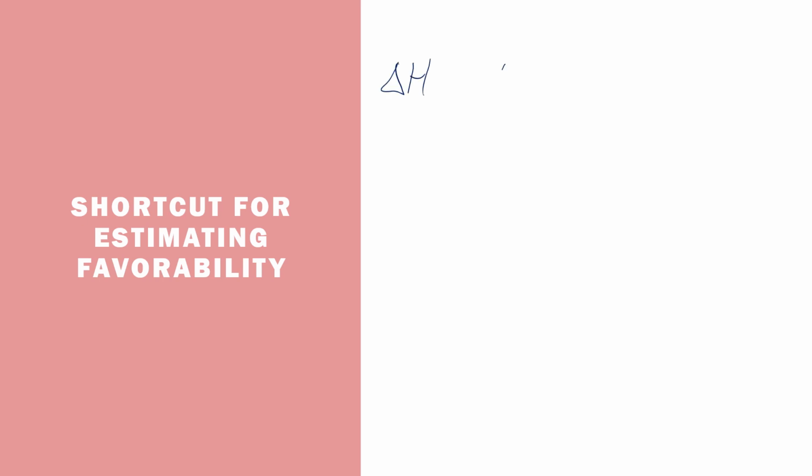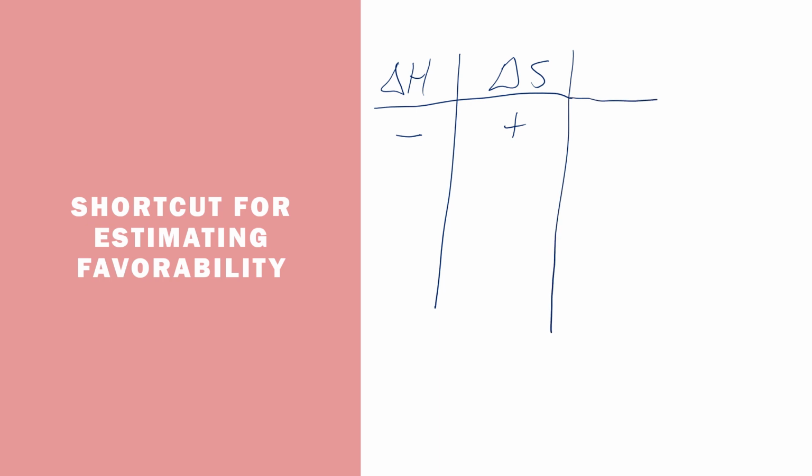Delta H, delta S. Okay. So if you have a reaction that is releasing heat energy and becoming more disordered, both of those things are thermodynamically favorable. Your delta G will always be negative. It's always thermodynamically favorable overall.